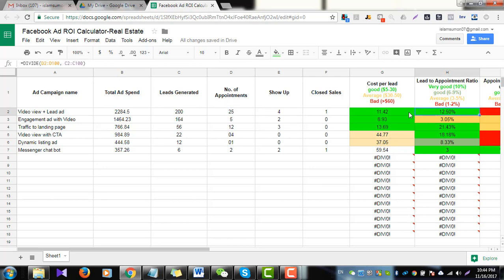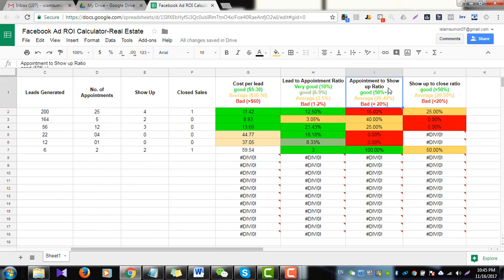But you get the idea, at one click you will understand what to do with this ad and what not to do. And obviously in the third step, not all the appointments will turn into a show up, so a certain percentage of them will show up for the appointments. So in this column you will write down how many of the appointees actually show up and meet you. Here are the metrics for the appointment to show up ratio. More than 50% is good, average is 20 to 40%, bad is below 20%.